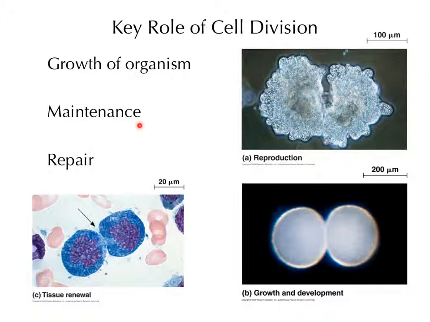We also need maintenance, so when cells are injured or they just slough off, really. Their life cycle is done, so cells only live for so long, they're going to slough off and you need to replace those cells. And then we also have repair. For example, when you get a cut, you need to replace the cells that have been removed, and that's done through cell division as well.